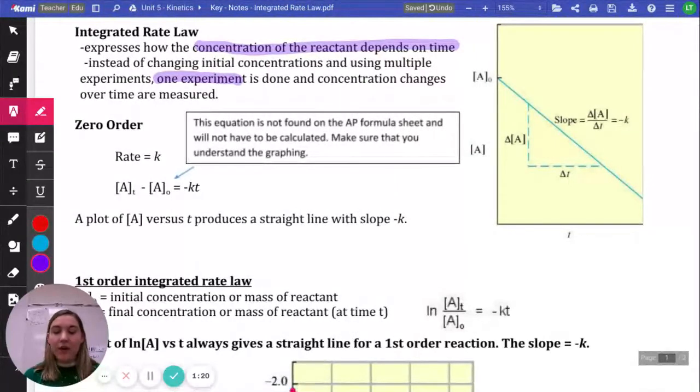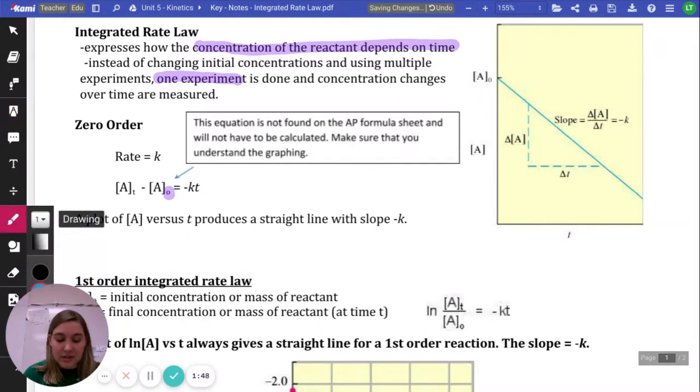So 0 order, rate is equal to K, the constant, because the concentration does not affect our rate or how our concentration changes over time. So our integrated rate law for that is the concentration of our substance at time t minus our initial concentration. Anytime we see that little 0 knot, that just means initial. So that is equal to negative KT.